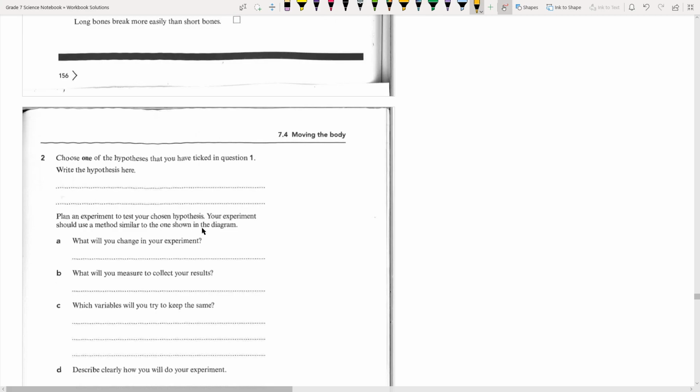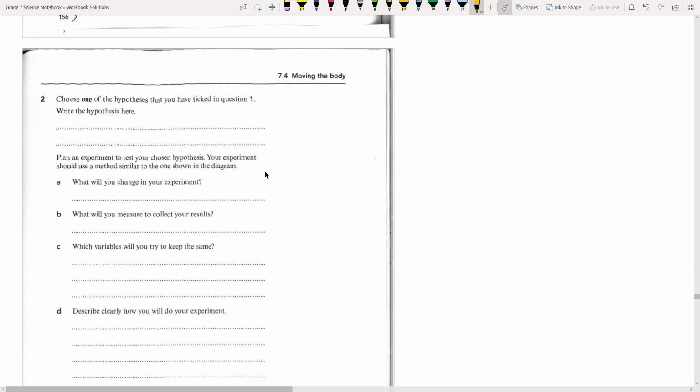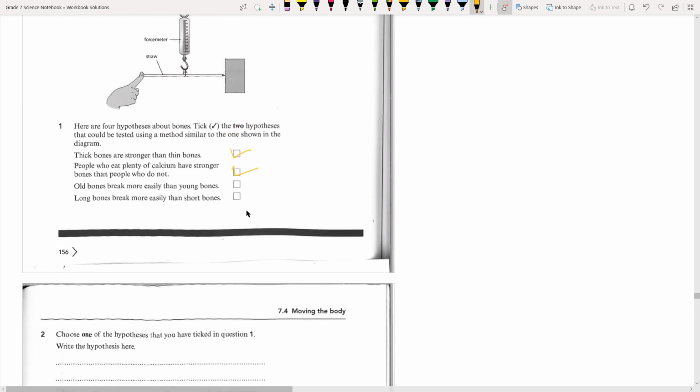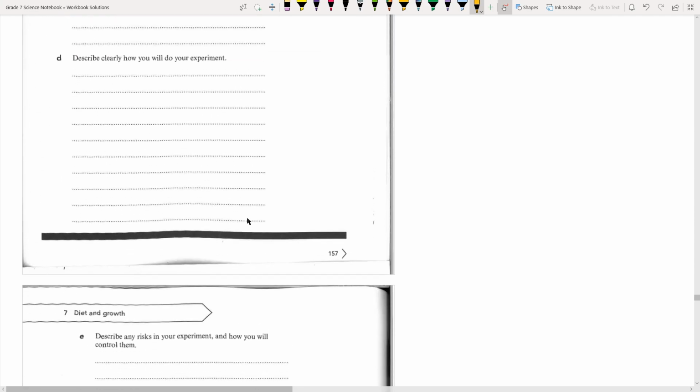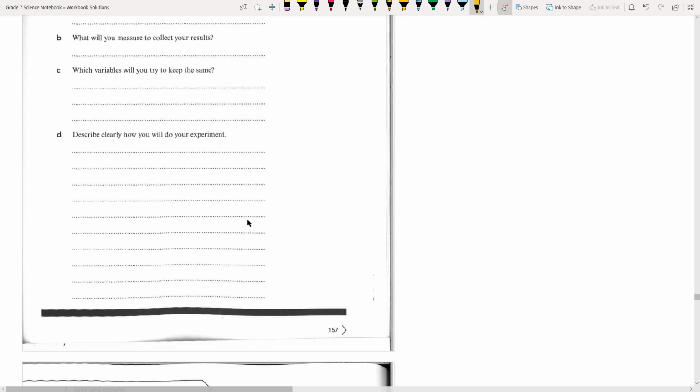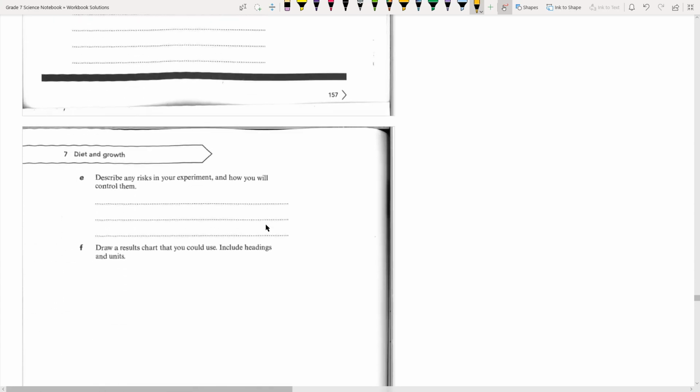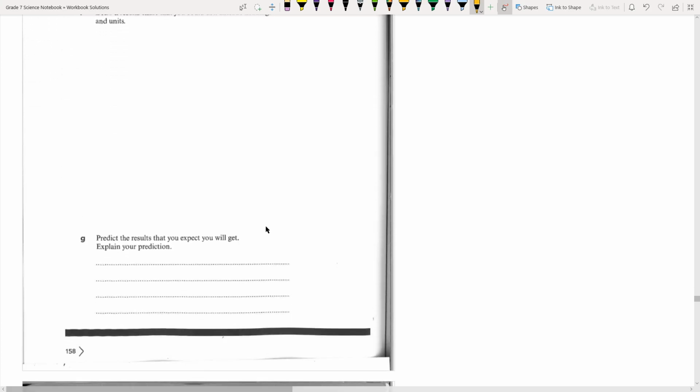Choose one of the hypotheses that you have ticked in question number one. So you can pick either of the two, right? What will you change in the experiment, right? Just go through the context and then you'll understand. It's again an open-ended question, so I'm not going to mark my answer over here, right? Because any sensible answer would be correct, right?